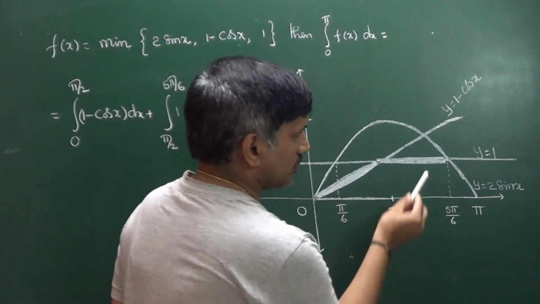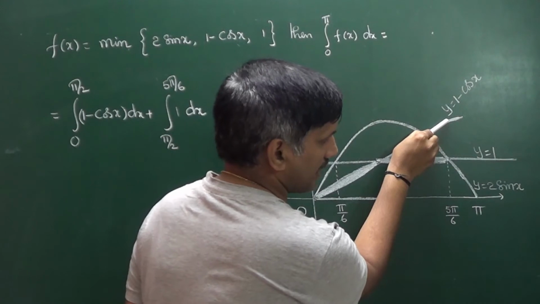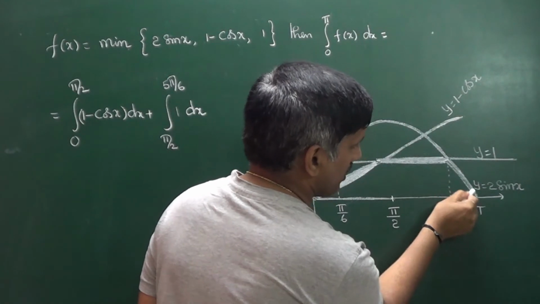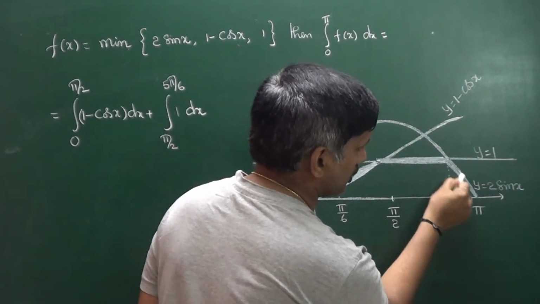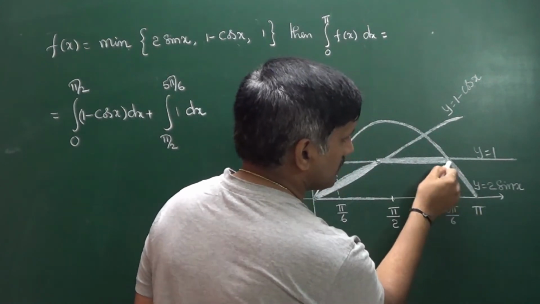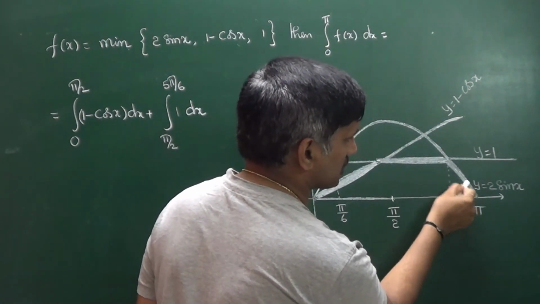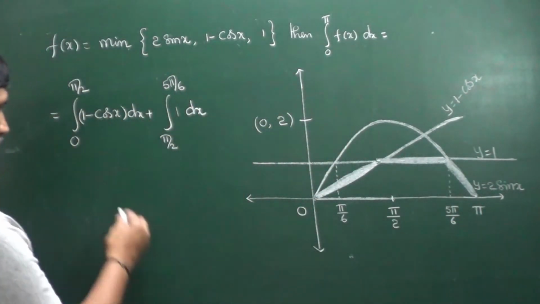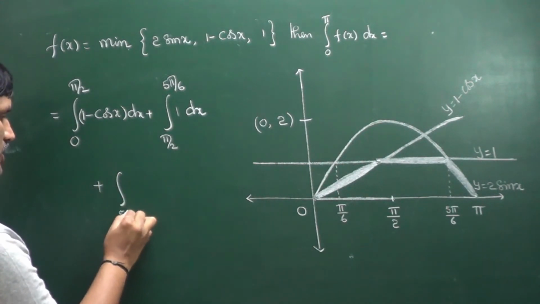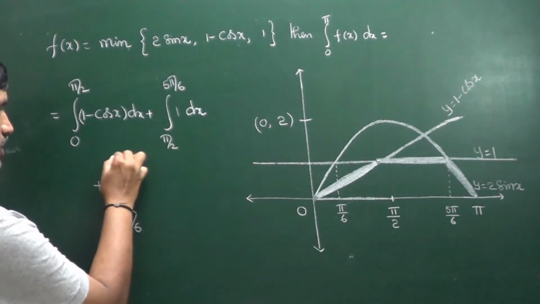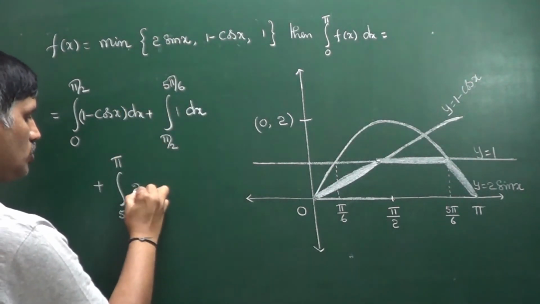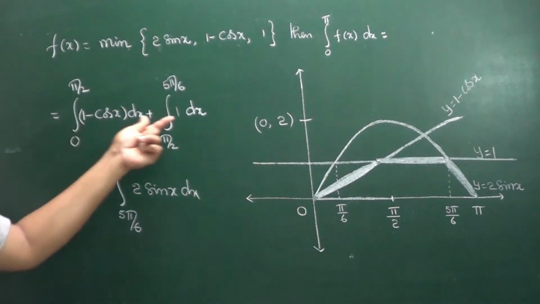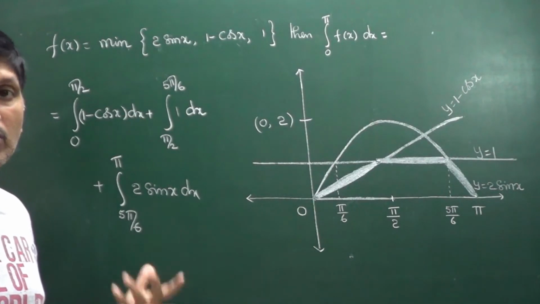Again you can observe this is the graph of y is equal to 1 minus cos x, y is equal to 1 and y is equal to 2 sin x. That means between 5 pi by 6 to pi, in this portion 2 sin x has the minimum value among the three given functions. That's why again from 5 pi by 6 to pi, the minimum among these three functions is 2 times sin x. So now you know the integration of these functions and apply the limits, you will get the answer.